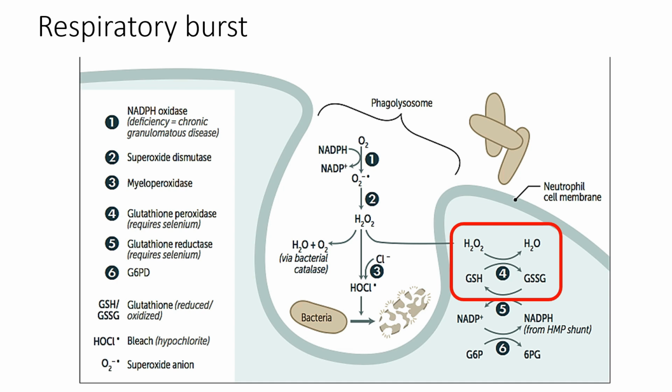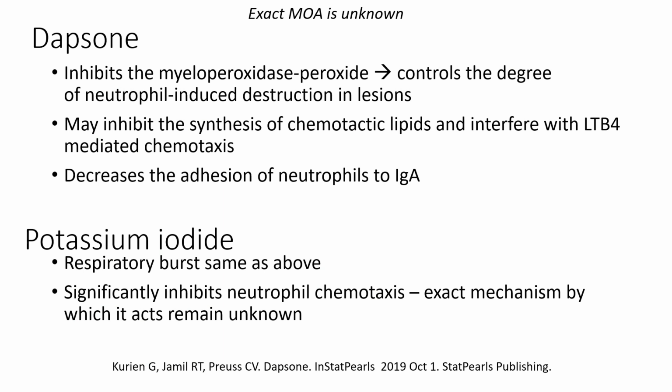Now let's see how drugs act. The exact mechanism by which these drugs exhibit anti-neutrophilic properties is not known. Dapsone is hypothesized to act in three different ways. The best known way is that it inhibits the enzyme myeloperoxidase, that is the step where hydrogen peroxide takes a chlorine ion to become bleach. By inhibiting the enzyme, it controls the degree of neutrophil-induced destruction in the lesions.